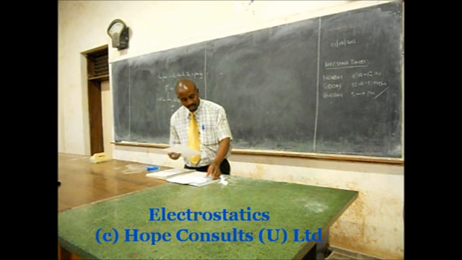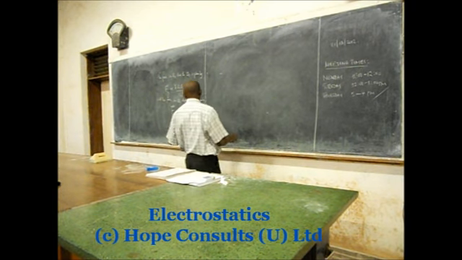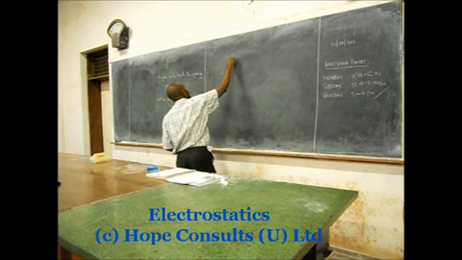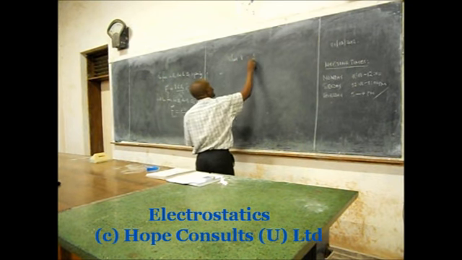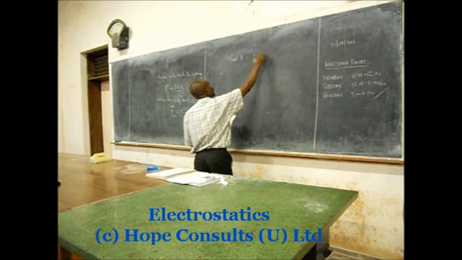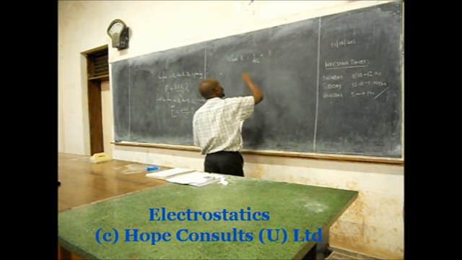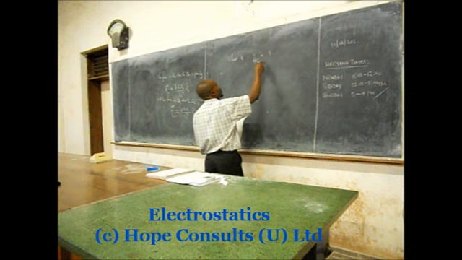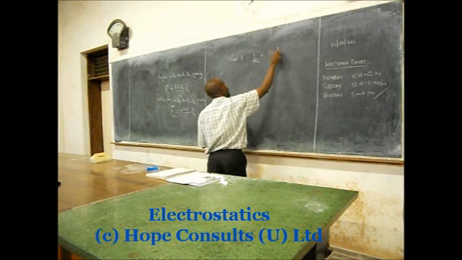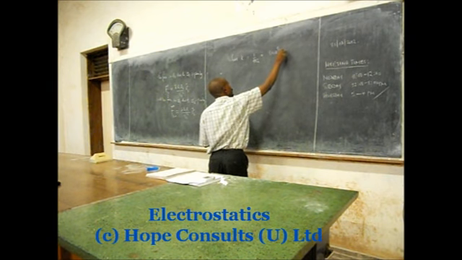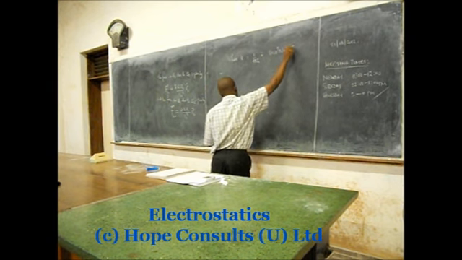So where K is 1 over 4 pi epsilon naught, which is equal to 1 over 4 pi times 8.85 times 10 to the power negative 12, being the same as 9 times 10 to the power 9 newton meter squared per coulomb squared.